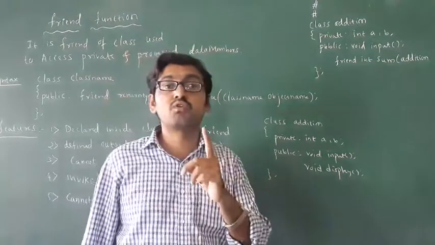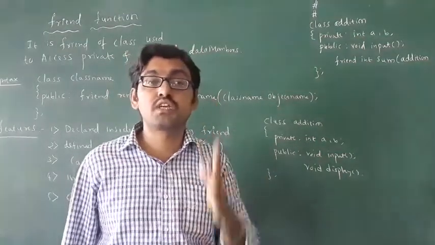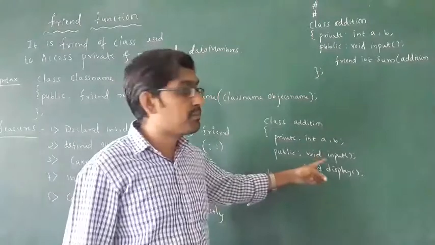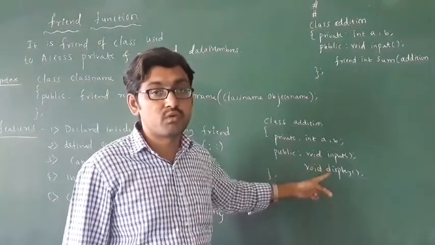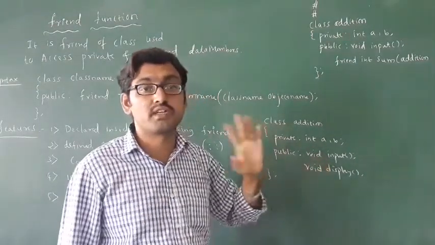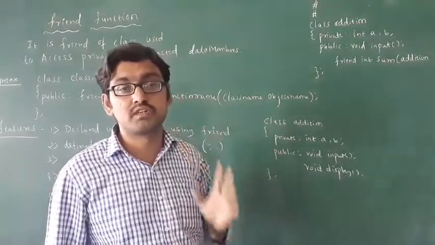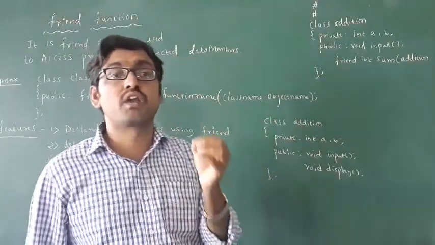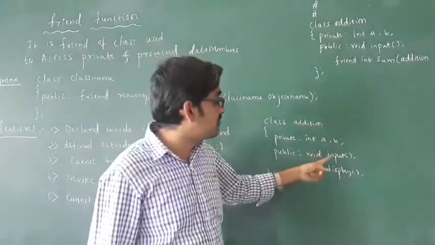Without using the scope resolution operator, I want to write this outside the class. How to write it? By using a friend function. By using a friend function you can write this input and display.